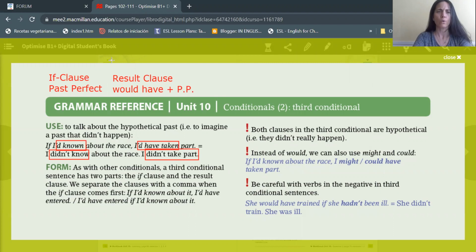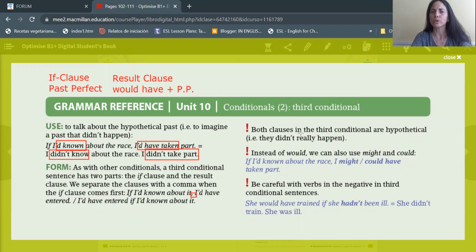Okay, so what's the form? As with other conditionals, a third conditional sentence has two parts, the if clause and the result clause. We separate the clauses with a comma when the if clause comes first. If I had known about it, comma, I would have entered, or I would have entered if I had known about it. In that case, you can see that the if clause is in the second place, yes, of the sentence. That's why it's not necessary to put a comma.